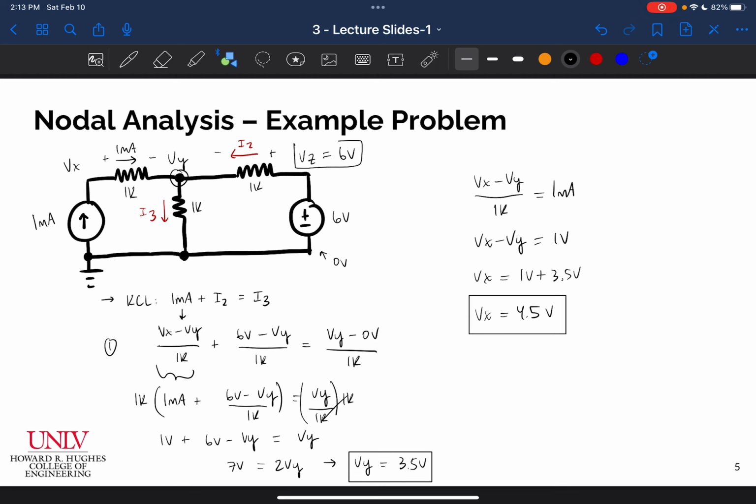I figured out Vz pretty early on, and we will be done with this problem. We solved using nodal analysis. Obviously, we also used Ohm's law. That's not uncommon, that we would end up having to use several different techniques to solve a single circuit, but this is just one example of using nodal analysis to help us solve a problem. So with that, we're going to be done with nodal analysis for now, and we're going to move on to the next method, which I believe is superposition.